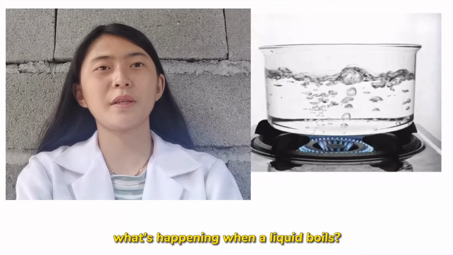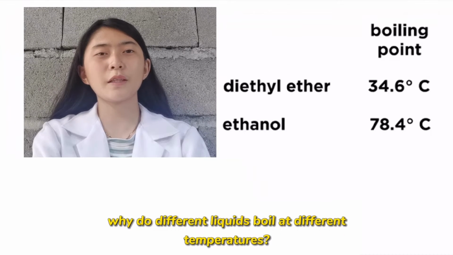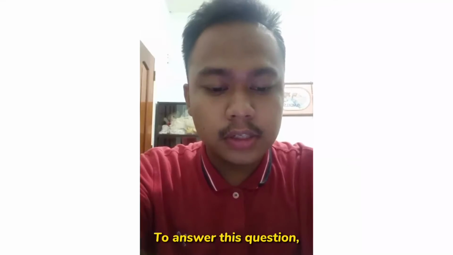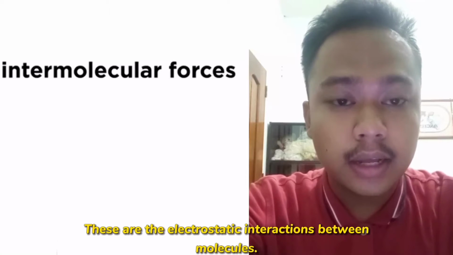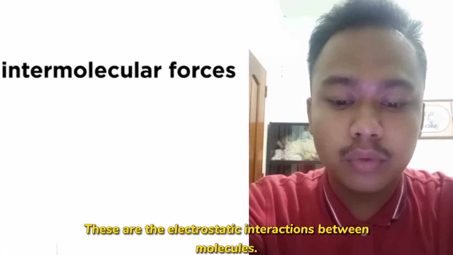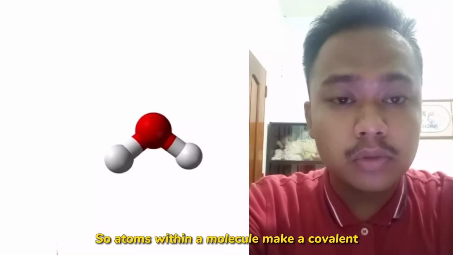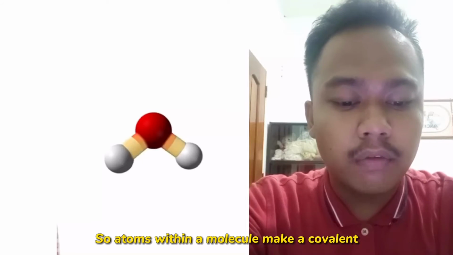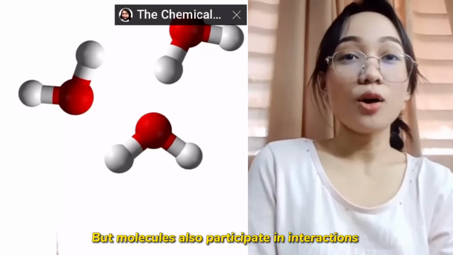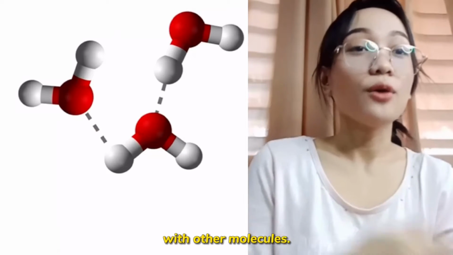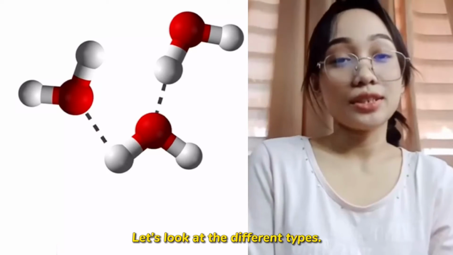What is happening when a liquid boils? Why do different liquids boil at different temperatures? To answer these questions, we have to learn intermolecular forces. These are the electrostatic interactions between molecules. So atoms within a molecule make covalent and ionic bonds with each other. But molecules also participate in interactions with other molecules. Let's look at the different types.